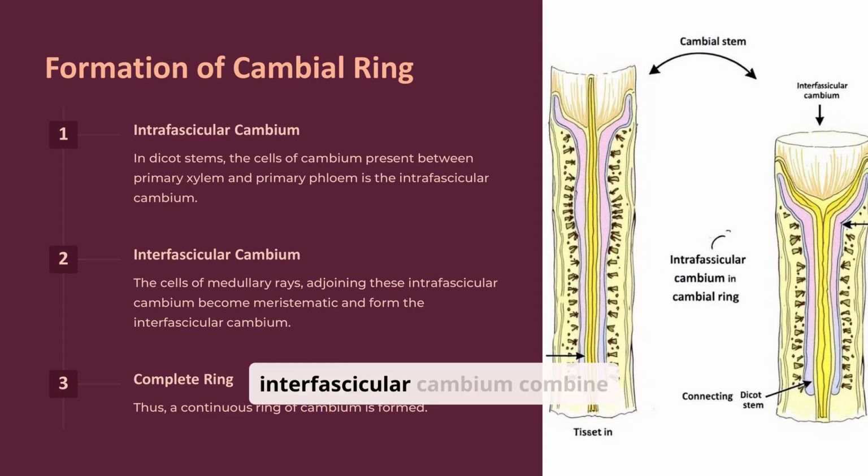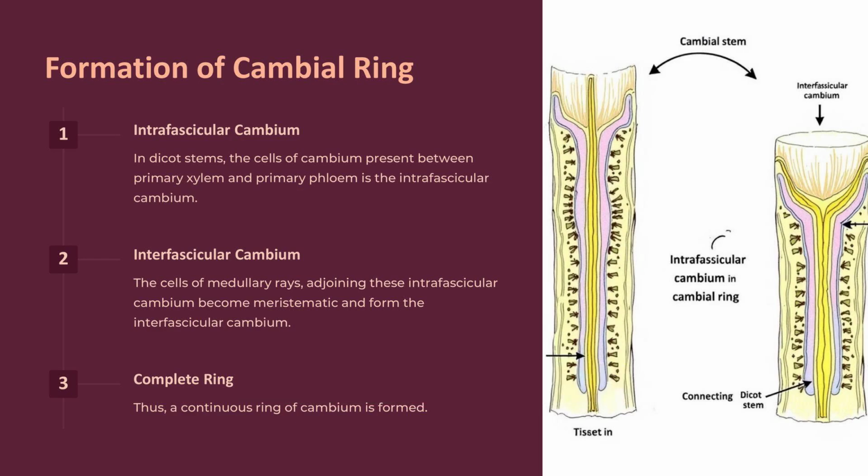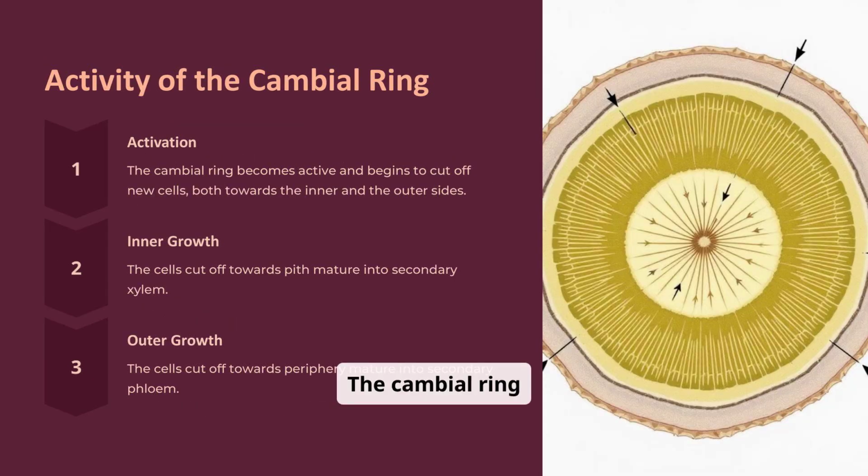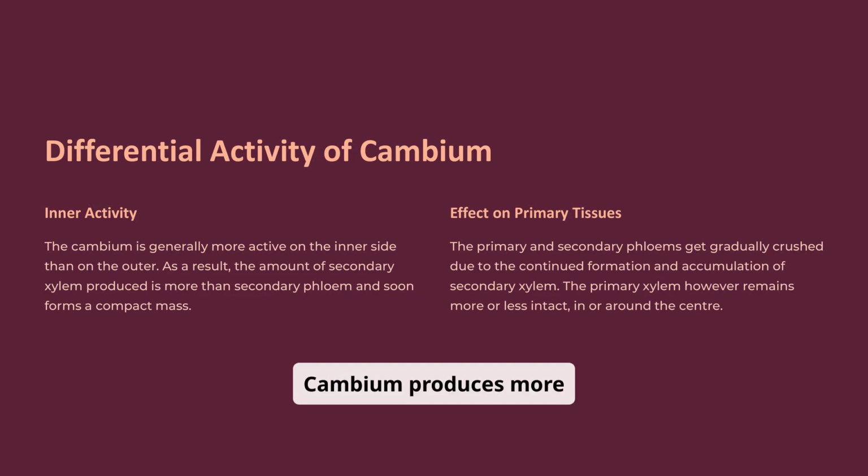Intrafascicular and interfascicular cambium combine to create a continuous cambial ring for secondary growth. The cambial ring generates secondary xylem inward and secondary phloem outward to bolster plant structure and function. Cambium produces more secondary xylem than phloem, with primary phloem crushed and primary xylem intact centrally.